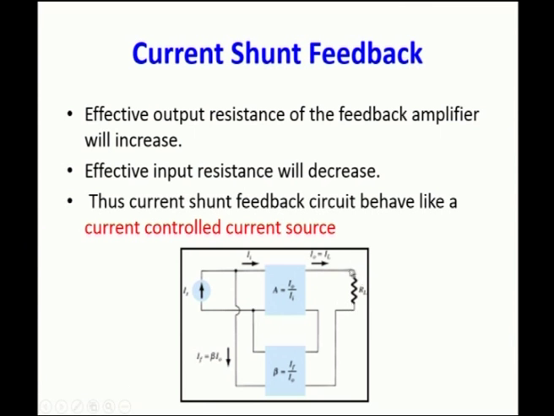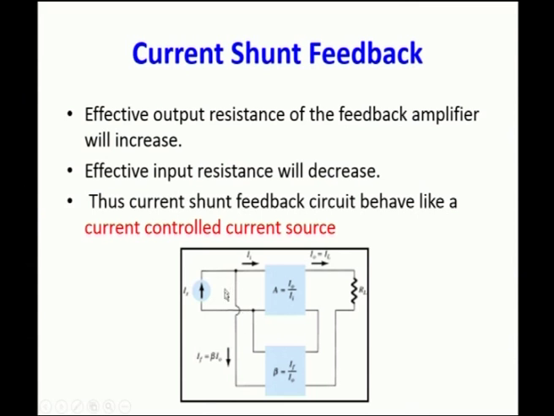Since the output impedance is increased, we know that if you have a voltage source, most of the voltage will be dropped across the internal impedance itself. So, we should not have a voltage source here, and so it is a current source. And for the input side, the resistance is reduced, and so we have a current source. So, it is a current controlled current source. The current shunt feedback is concluded as a current controlled current source.